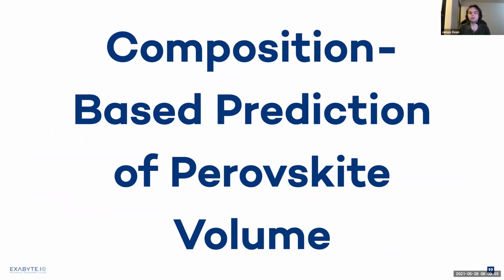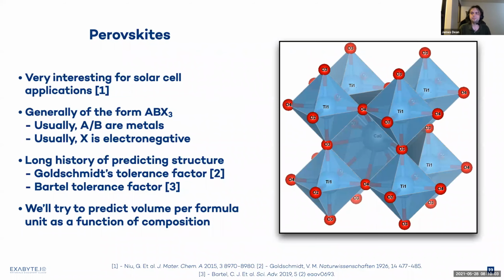All right, so next up, now that we're done with the bitterness, we're going to talk about perovskites. Perovskites are really interesting. There's a lot of work right now going on with these for solar cell applications. Here is a good paper discussing that. Generally, a perovskite is of the form ABX3. Usually A and B, so here's the A site, here's the B site, are typically metals, or at least species that can lose electrons easily. X is usually electronegative, so the oxygens here, these octahedra, those are the X's.